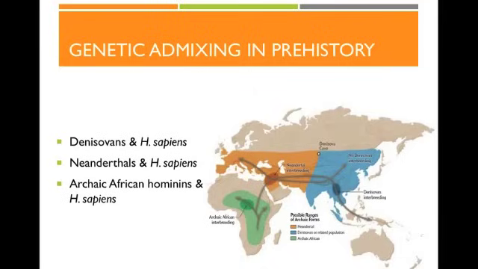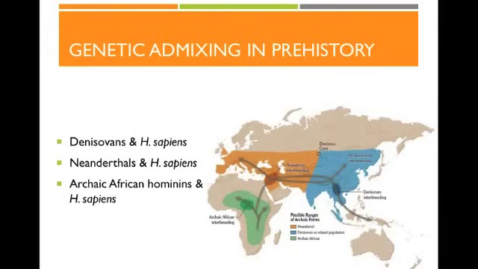There's also some genetic evidence to suggest that a similar interbreeding has occurred in Africa, possibly around 35,000 years ago, with some archaic population of African hominin introgressing into the human genome. But we don't know who that was because we don't have any fossil evidence yet for what species that may have been.